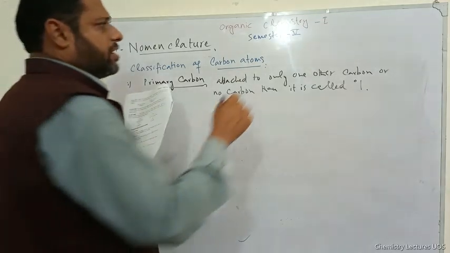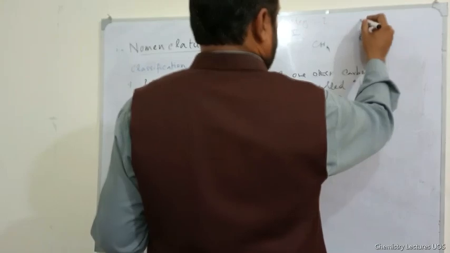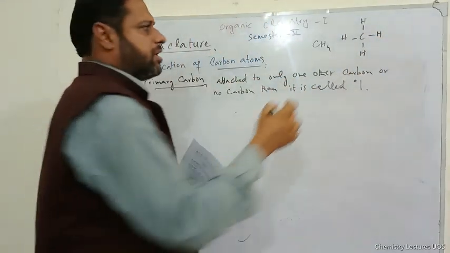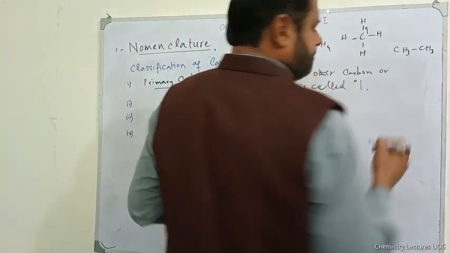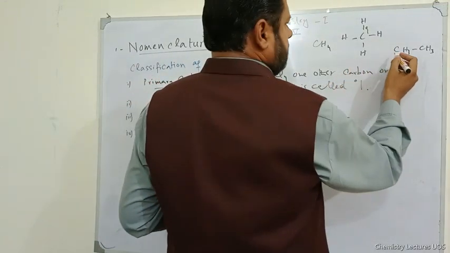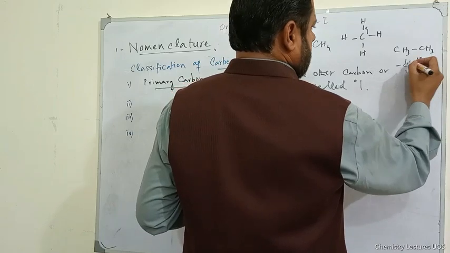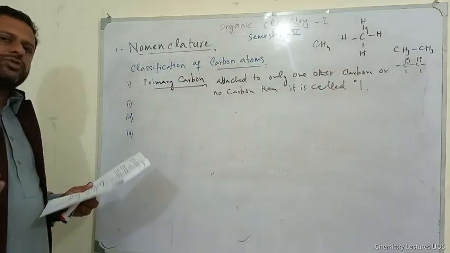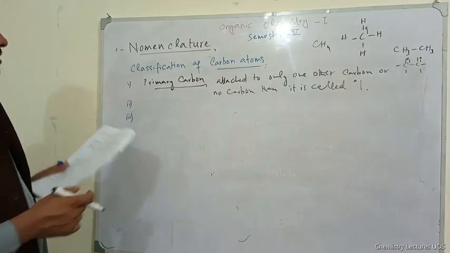For example, in methane, CH4, you can see that this carbon is attached to no other carbon, so this one is a primary carbon, so you can write here 1 degree. And in the case of ethane, you can see each carbon is attached to only one carbon, so this one is primary, and this one is also primary. So if a carbon in a chain is attached to no other carbon or only one other carbon, that carbon is called a primary carbon.